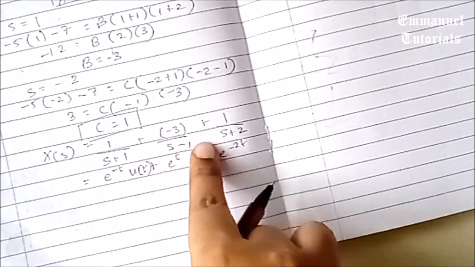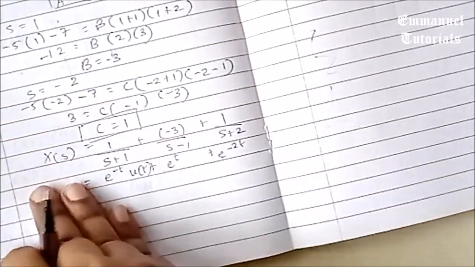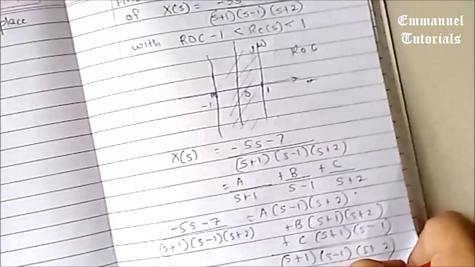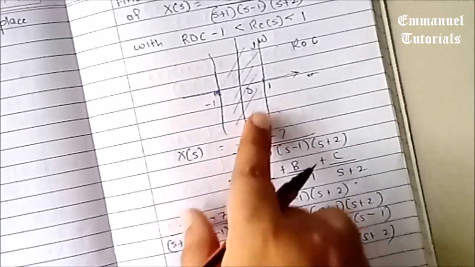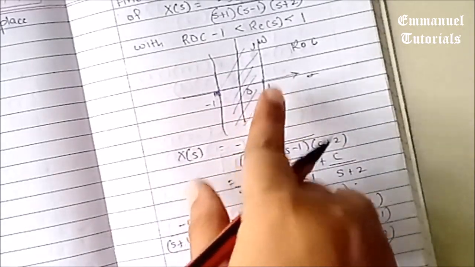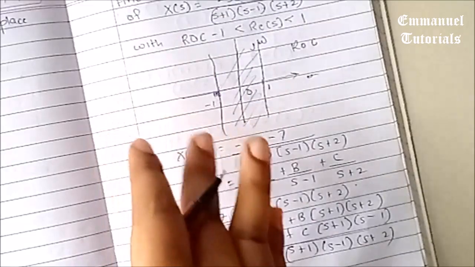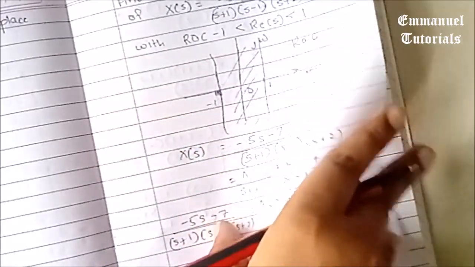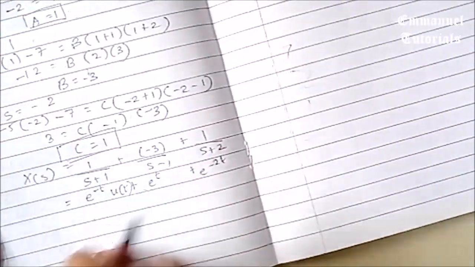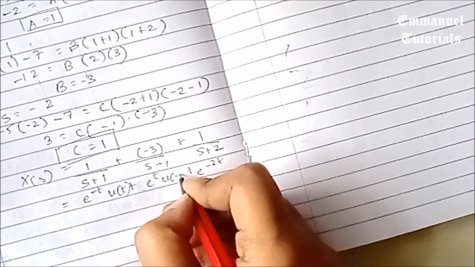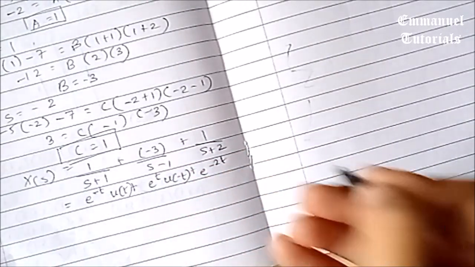Next is S is equal to plus 1. Our ROC is less than S is equal to plus 1, the pole at plus 1. So the signal is a left-handed signal. So can we say that we have to multiply it by u of minus t? So it will be multiplied by u of minus t.